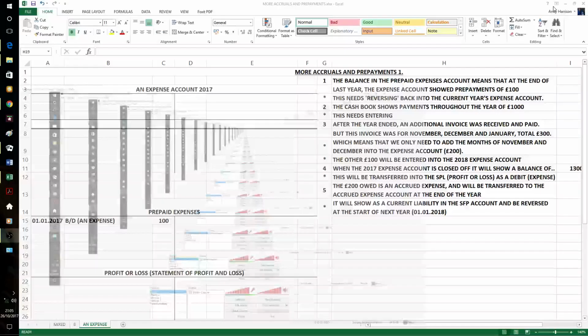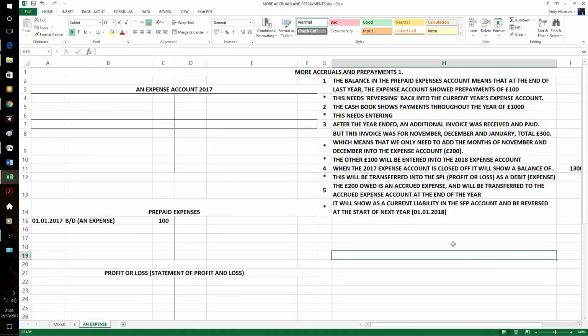Hello accounts people, time to have a look again at accruals and prepayments. So focusing only on expense accounts, learn income accounts as the opposite, although lots of marks are dropped in AAT exams from students not recognising and treating an account as an income account.